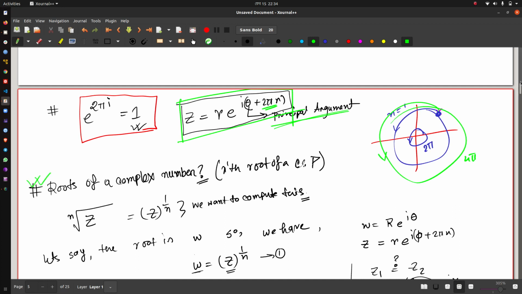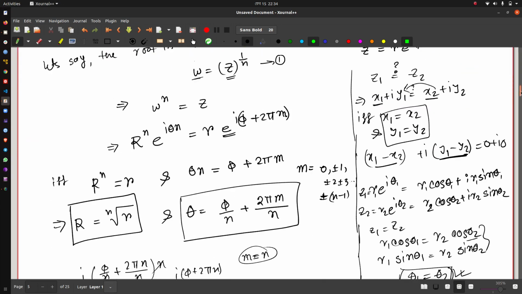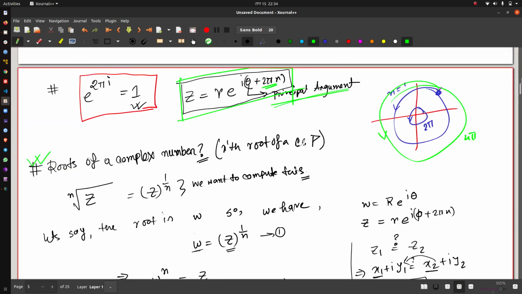So you are asking a question whether you can compute a certain quantity that is a root of a complex number. So z is a complex number and you want to compute the nth root of z. You want to compute this. So let's say you have some w, another complex number. So w belongs to C, and you are saying that w is equal to the nth root of z. So our goal is to compute the w.